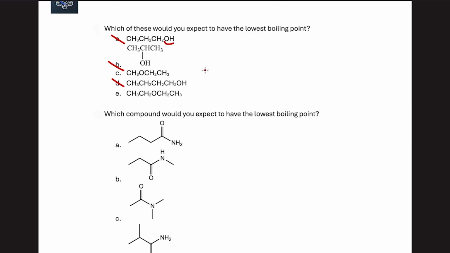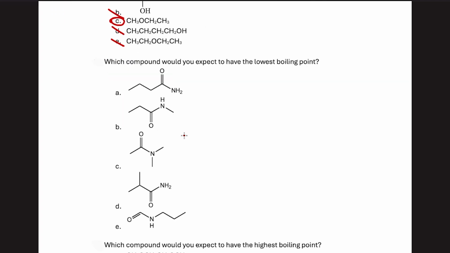The next thing that I really like to look at is how big the molecule is. Clearly, answer choice E has a whole extra carbon, and obviously two more hydrogens that come with it. And so we can eliminate E because of that extra carbon. It's going to increase that boiling point. C has the lowest boiling point.